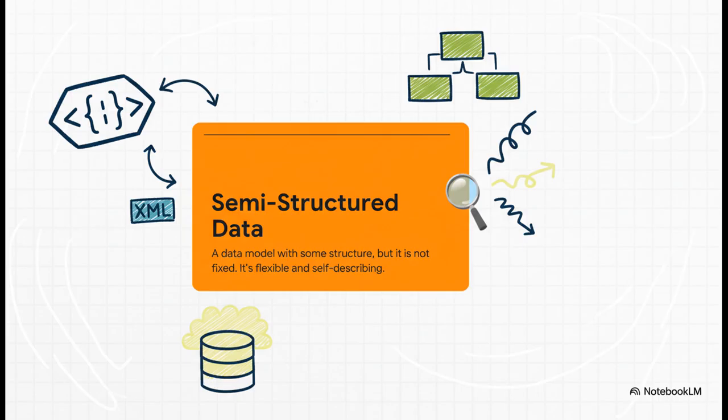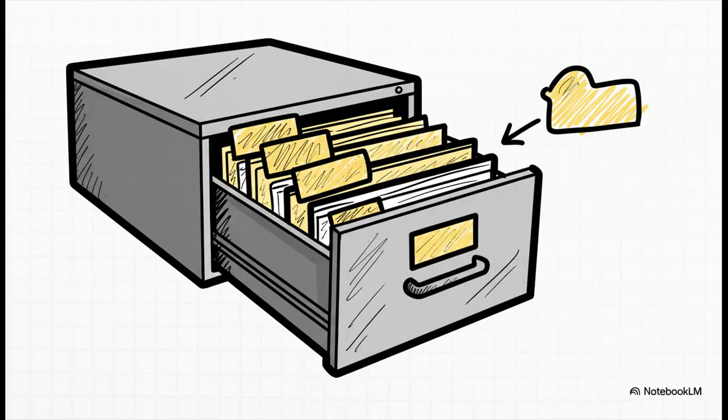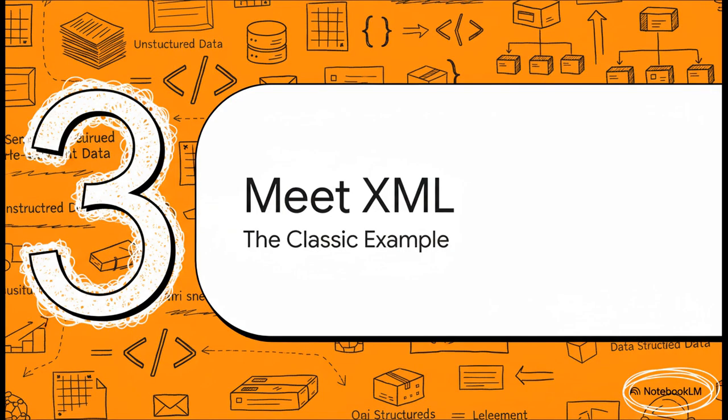And here's the really crucial part. It's also self-describing. So what on earth does that actually mean? Well, self-describing basically means the data itself tells you what it is. Seriously. Imagine a file cabinet where every single document has its own label, perfectly explaining what's inside. You don't need some separate giant instruction manual to figure out the system because all the information about the structure is baked right into the data itself. Pretty cool, huh?